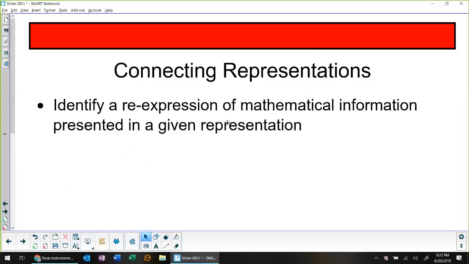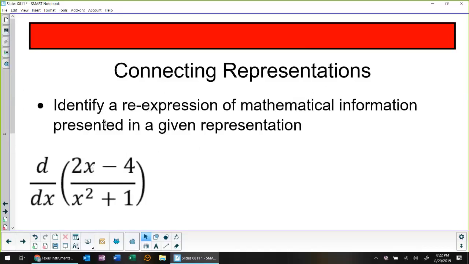And it pays dividends when they get to AP Calculus, when they're asked to identify a re-expression of mathematical information presented in a given representation. So perhaps the representations are two algebraic formulations. They might be asked to find the derivative of a quotient of a rational expression using the quotient rule.